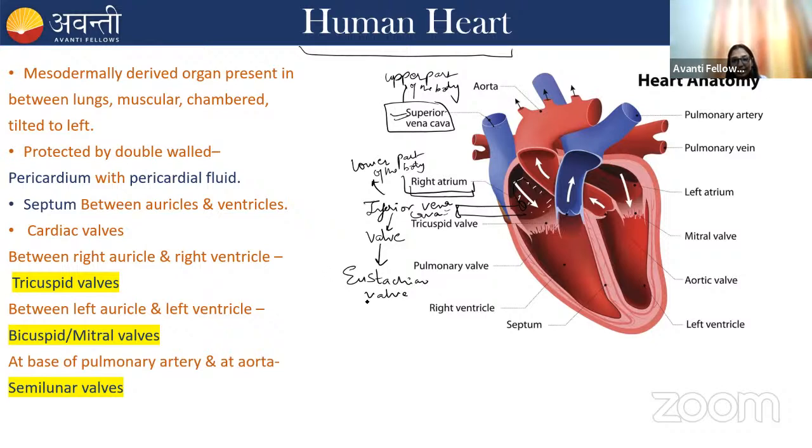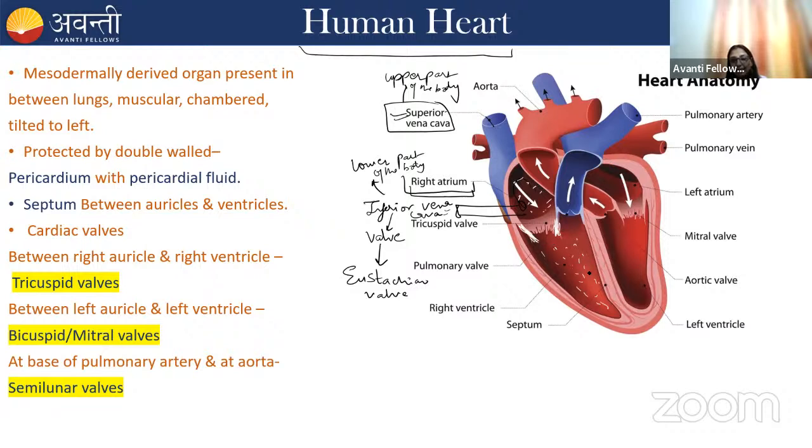Now this deoxygenated blood from the right atrium will enter into the right ventricle. Now the deoxygenated blood has reached the right ventricle. Okay, and there's a valve present. The valve present between the right atrium and the right ventricle is known as the tricuspid valve. It's also known as the AV valve, which is atrioventricular valve. And the function of this valve is to prevent the backflow of the deoxygenated blood.